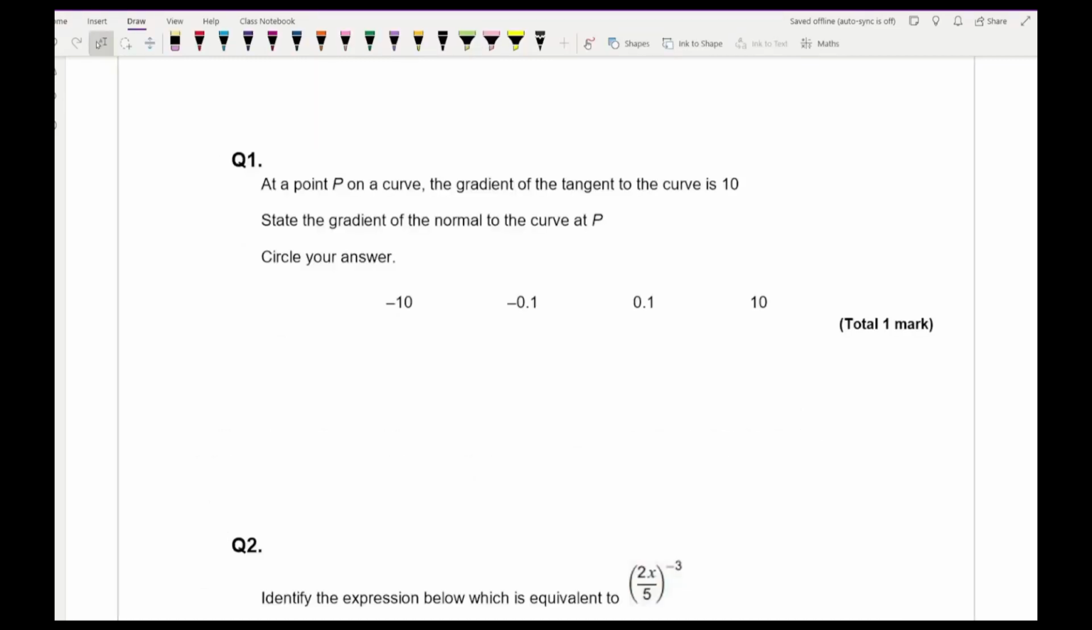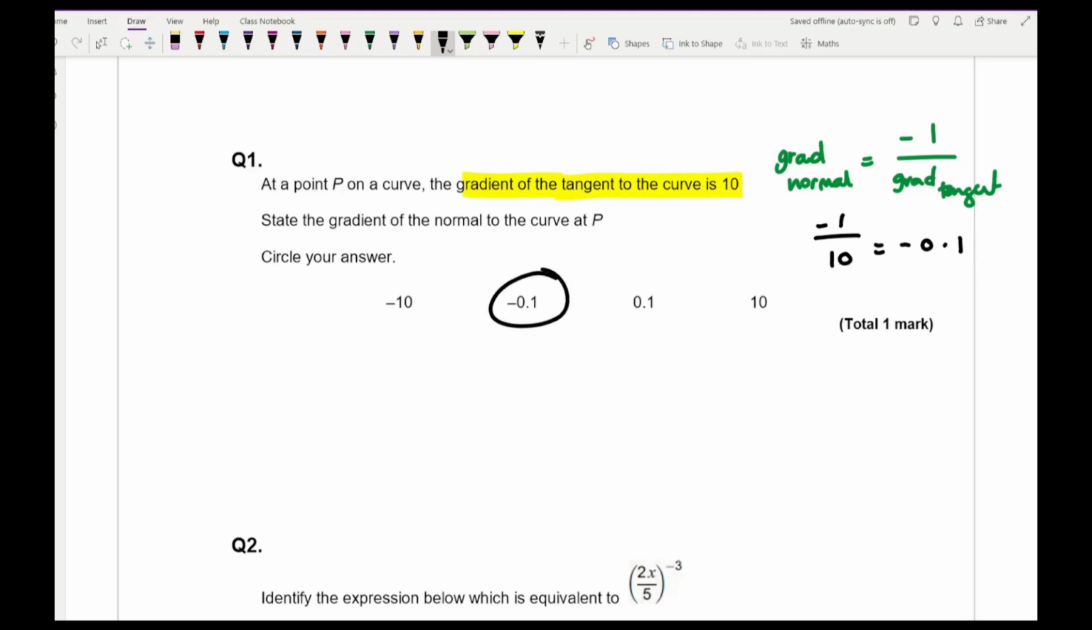So starting on question 1, it says at a point P on the curve the gradient of the tangent to the curve is 10. State the gradient of the normal to the curve at P, and you need to circle your answer. So here, if we know that the gradient of the tangent is 10, then we know that the gradient of the normal is the negative reciprocal of the gradient of the tangent. So we just do minus 1 over 10 and then convert that into a decimal, as they're all in decimals, which gives us minus 0.1. So we're circling our second option.